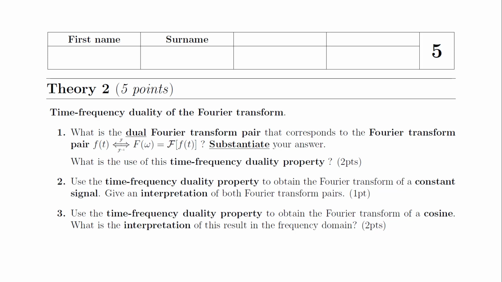And finally, in the third part of the question, you have to use this same time frequency duality property to obtain the Fourier transform of a cosine. And then you have to give an interpretation of this result in the frequency domain.